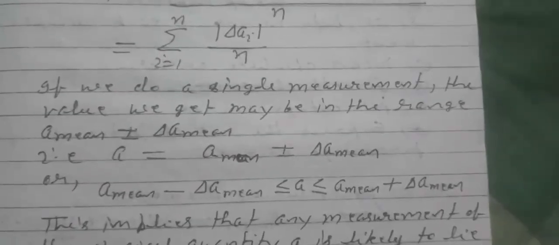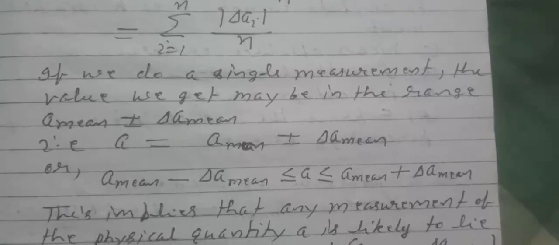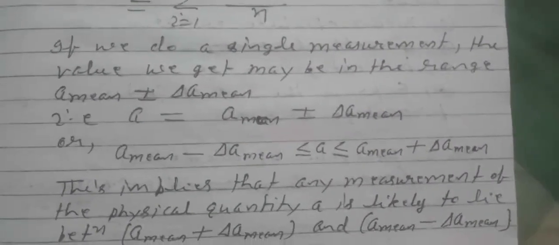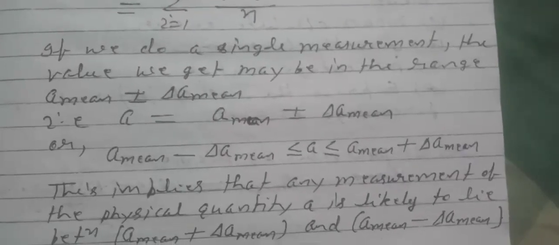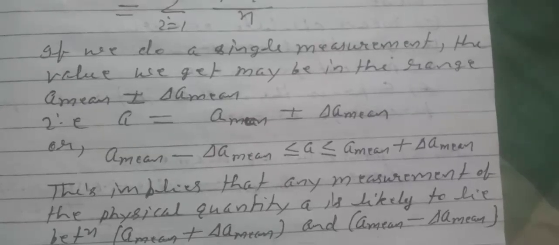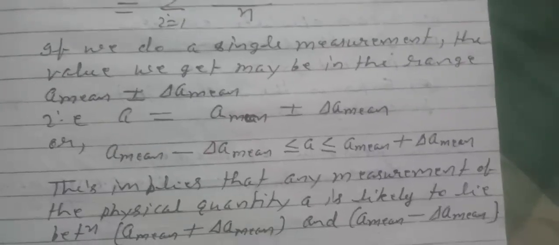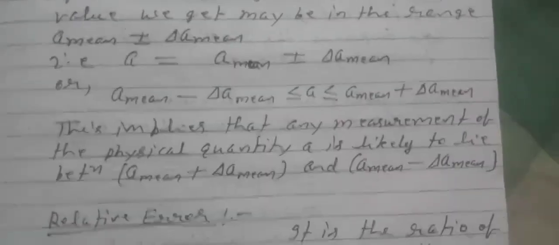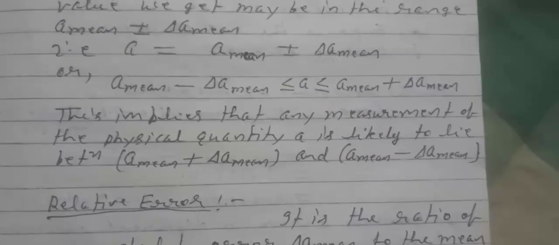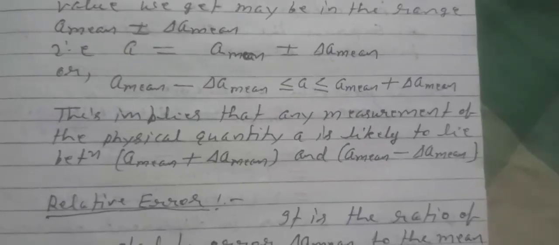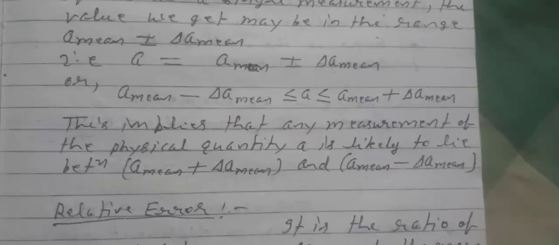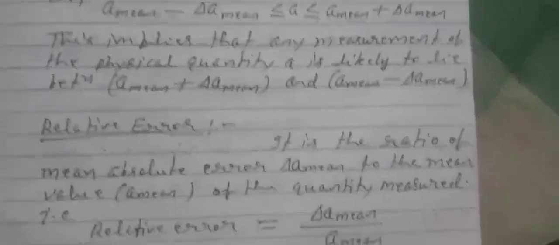If we do a single measurement, the value we get may be in the range A mean plus or minus delta A mean. That is, A equals A mean plus or minus delta A mean, or A mean minus delta A mean is less than or equal to A, and A is less than or equal to A mean plus delta A mean. This implies that any measurement of the physical quantity A is likely to lie between A mean plus delta A mean and A mean minus delta A mean.